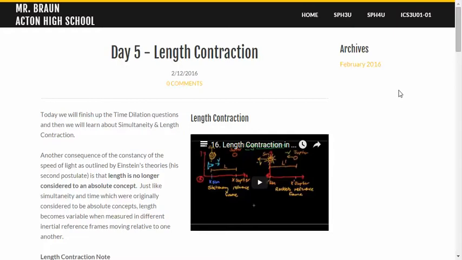Okay, in this quick video tutorial, what we're going to look at is the concept of length contraction, a consequence of the speed of light being constant and invariant for all observers as measured from an inertial reference frame, that's a non-accelerating reference frame. The fact that the speed of light is invariant and always moves at 3 times 10 to the 8 meters per second, regardless of your relative motion.